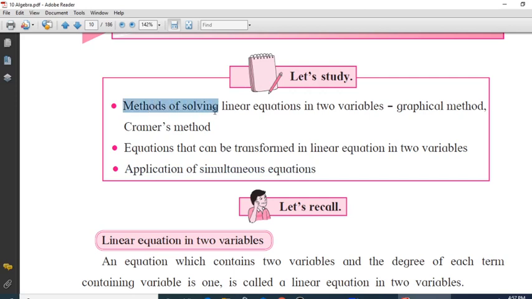Now the first part, solving linear equations in two variables. As far as solving linear equations in two variables is concerned, we have already studied two methods in ninth standard, that is the elimination method and the substitution method. So I'll begin with those two methods, and then the new ones in this syllabus are the graphical method and Cramer's rule. These are two new methods for us. So first we will begin with the elimination method and substitution method.